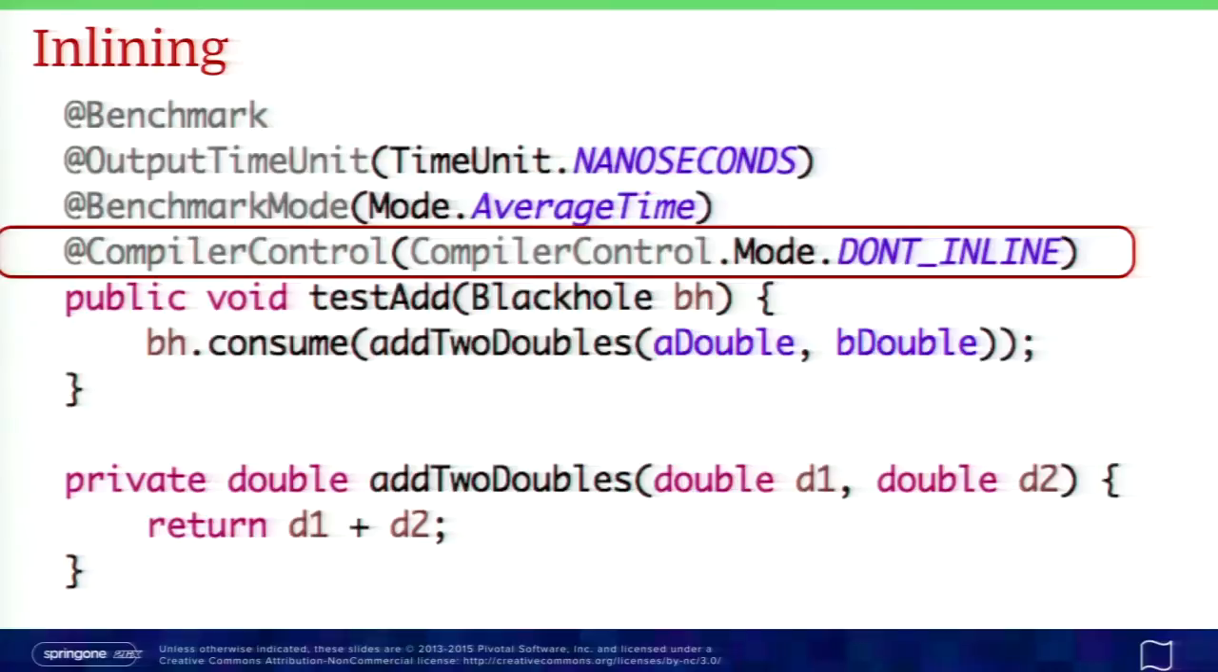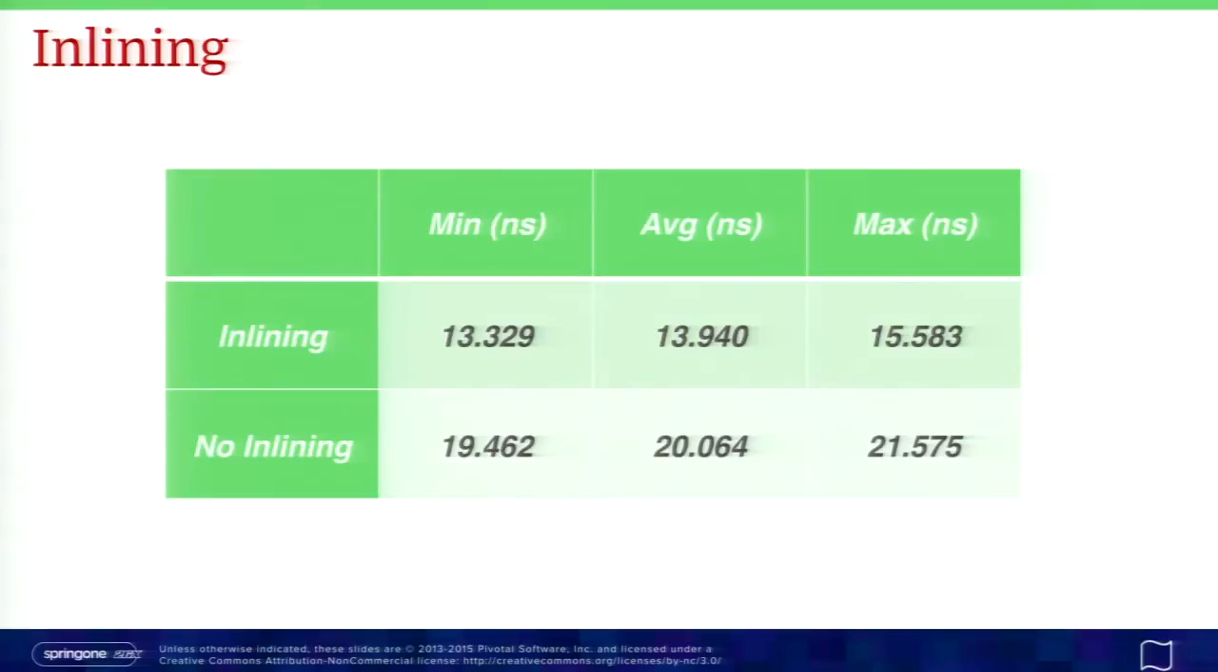Now, one other thing you can do in JMH with inlining is they have this compiler control option, and you can set it to not do inlining. So all the other JIT optimizations are occurring, but it's not inlining. And when you run that, you do see that there is a performance difference between inlining and no inlining. So the average there, you're getting about 14 nanoseconds when you're inlining the method, and 20 nanoseconds when you're not inlining the method. So what have we done here?